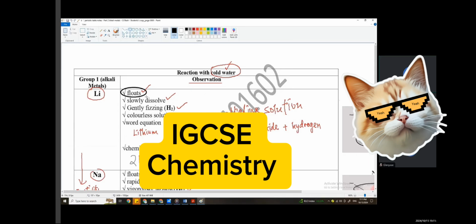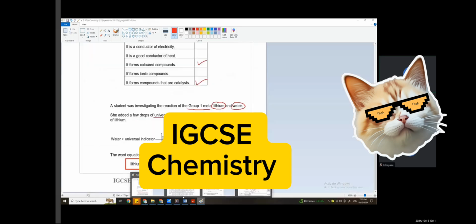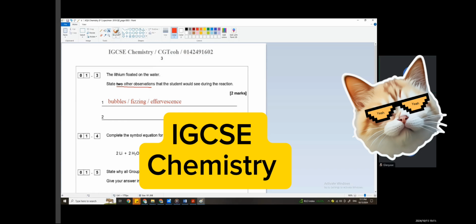Lithium floats on the water, which is already mentioned by the question. Other options are lithium slowly dissolves, fizzing, colorless solution. Just pick one more observation to fill in. Since lithium floated is already mentioned, we mention another observation. You can say that lithium slowly dissolves in the water. That's 2 observations.